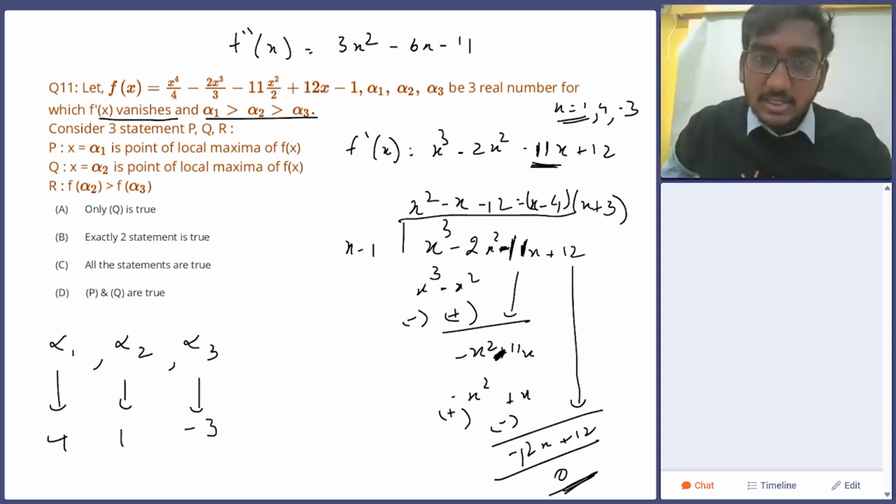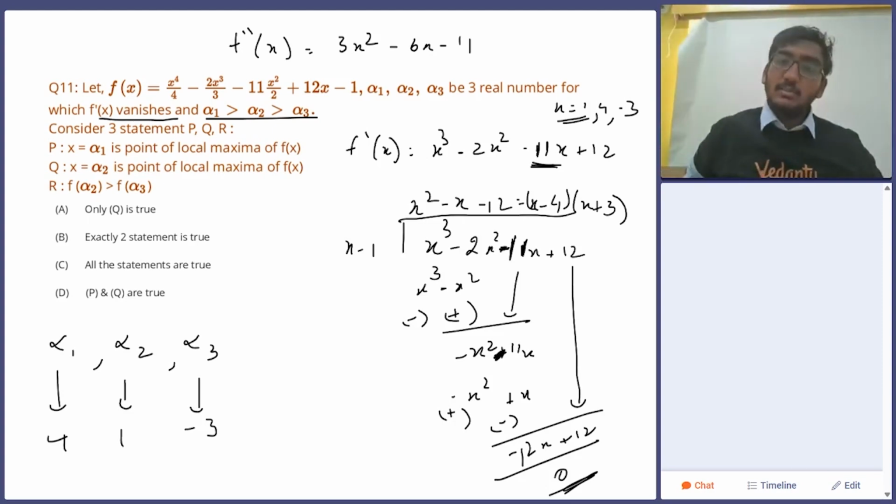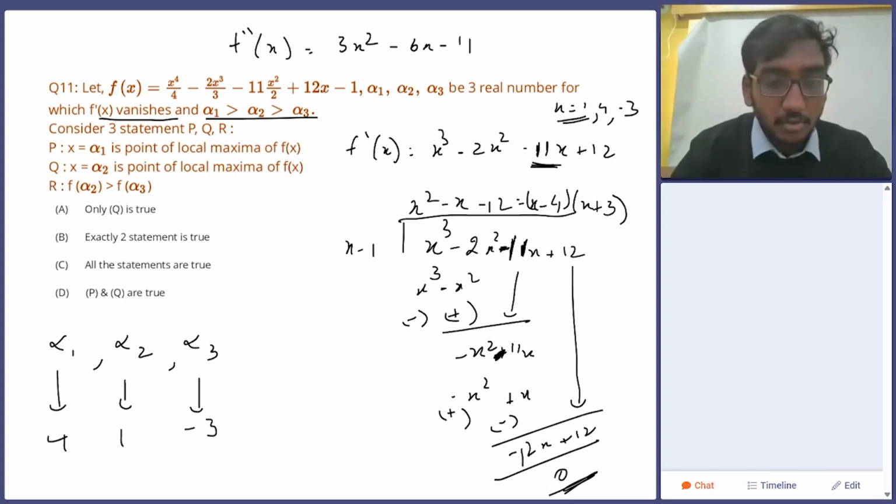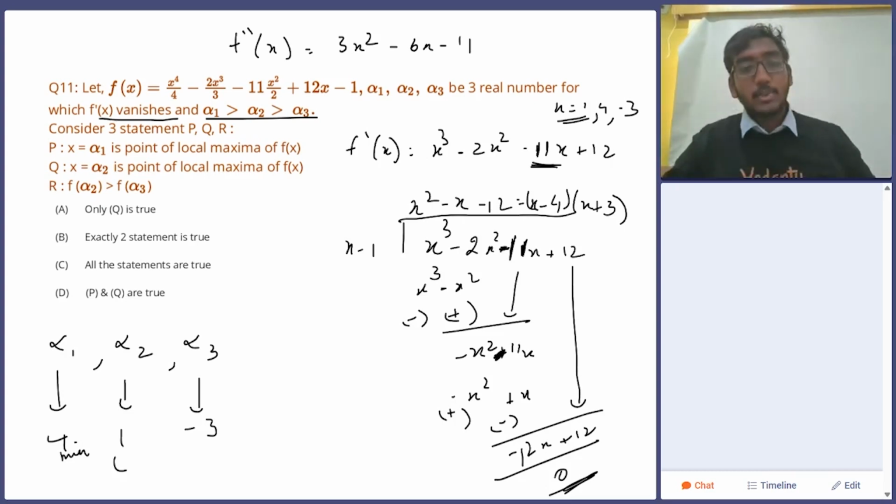It is 6x, right? 48 minus 6x minus 11. That will be 48 minus... That is positive 1 here, right? That means it is a point of minima. Okay, this is a point of minima. Alpha 1 is a point of minima.